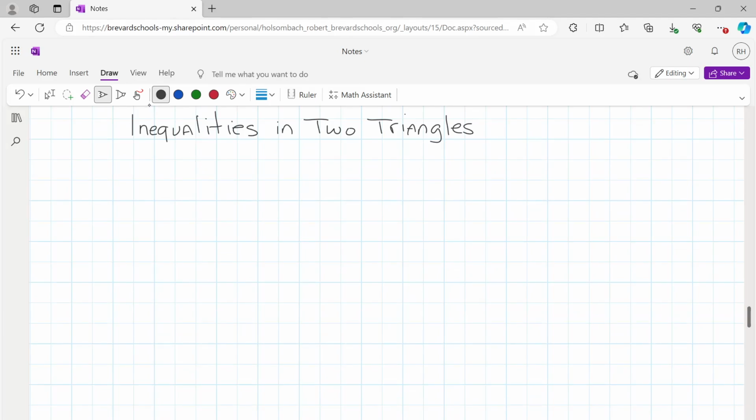So this theorem on page 371, it's called the hinge theorem. And it's kind of wordy, but it does explain what you're going to be doing. And I'll try to condense it the best that I can.